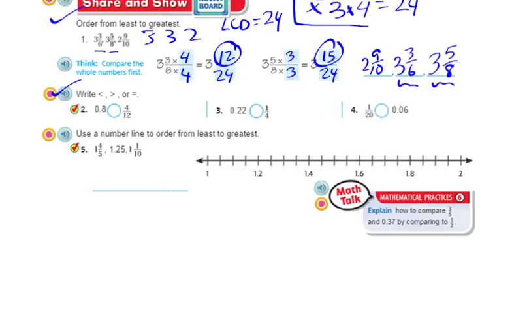We can take our decimals and write them as fractions, or we could take our fractions and write them as decimals. If we do write them as fractions, we would have to go through that common denominator process. If we write them as decimals, we could simply compare our place values.